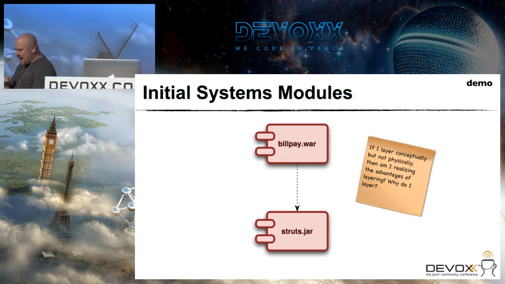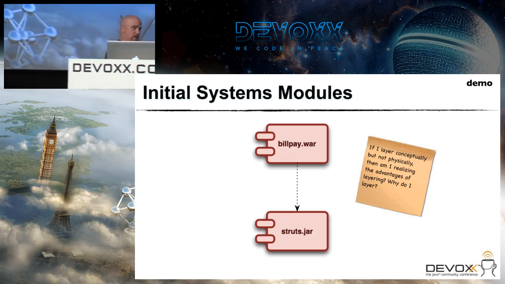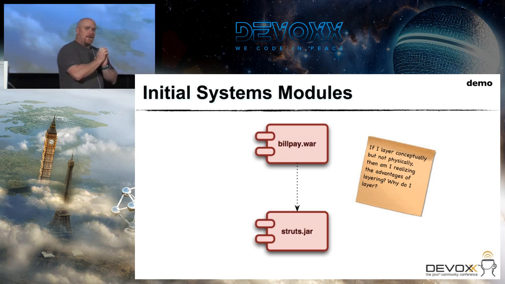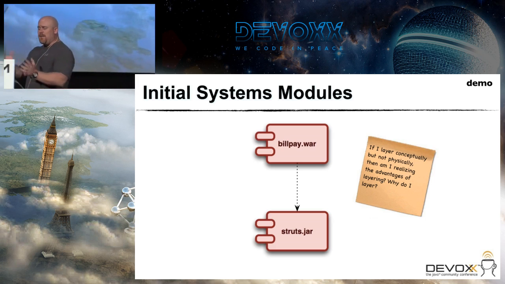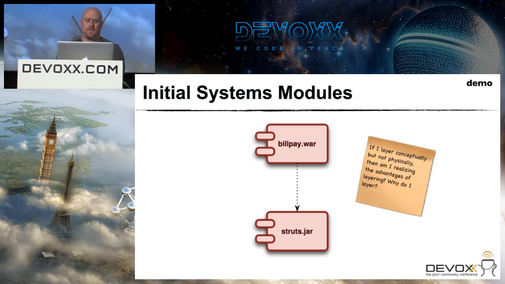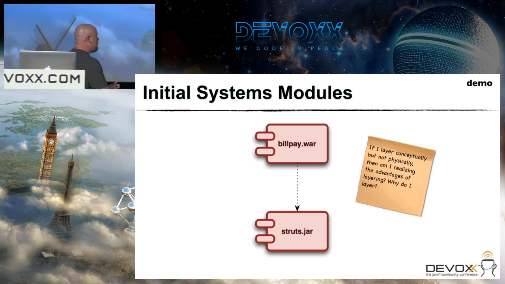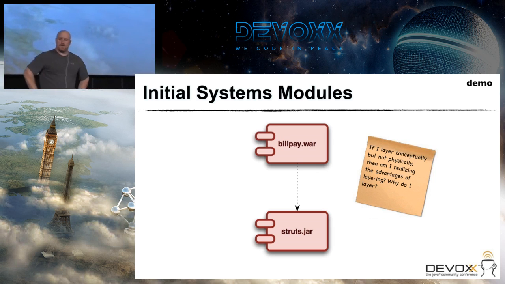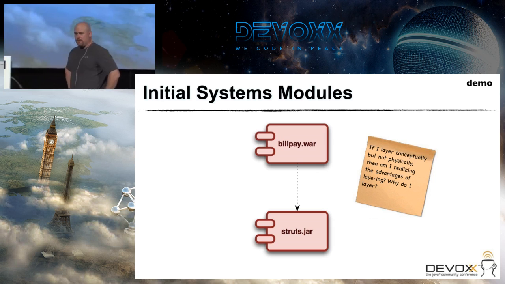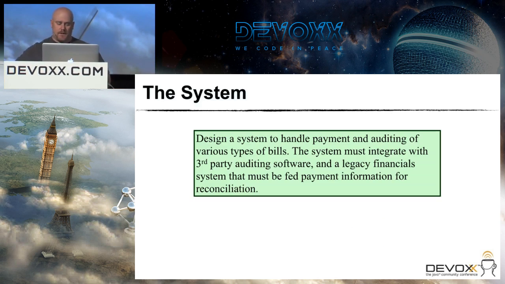And not only is that easy to do, but as we introduce some of the runtime benefits of modularity, I can actually just deploy new functionality into my runtime environment without really affecting anything else. But this is what I've got initially, just this billpay WAR file. Everything is packaged as part of this single unit of deployment. And then I've got Struts in the WEB-INF directory.